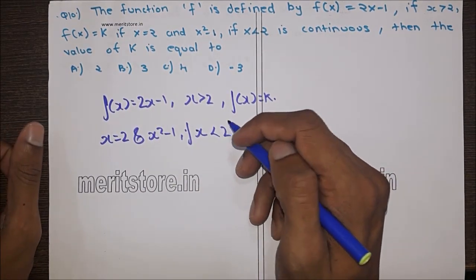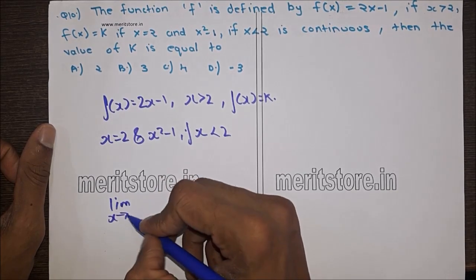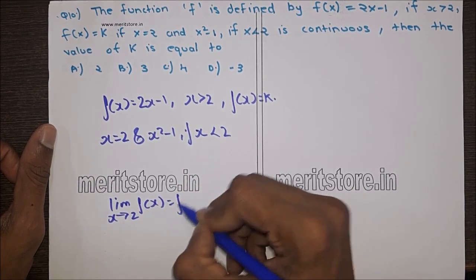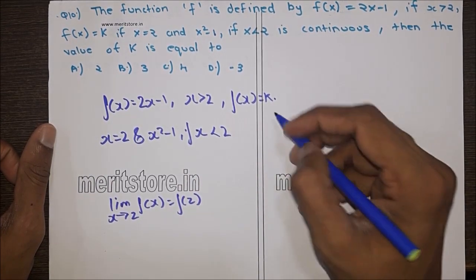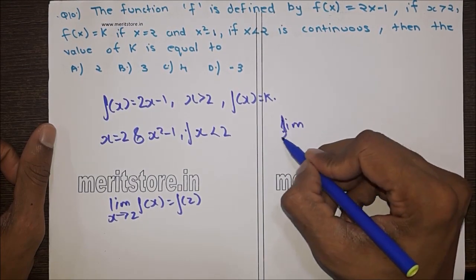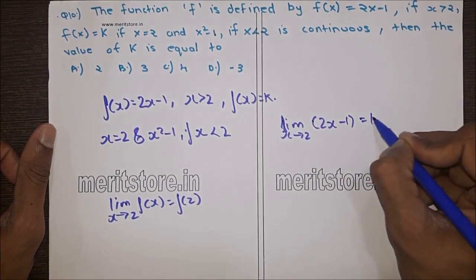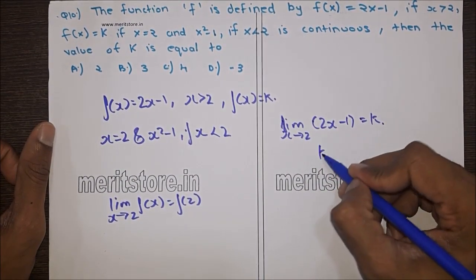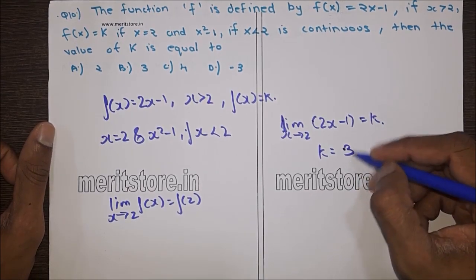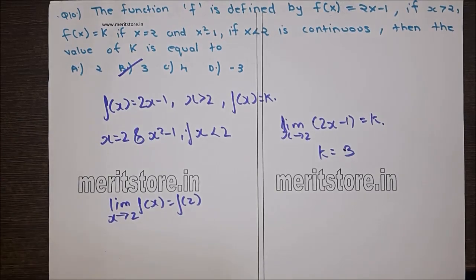Function is continuous. So therefore, limit x approaches to 2, f of x is equal to f of 2. Therefore, we can write this as limit x approaches to 2, 2x minus 1 equal to k, where we get k is equal to 3. Therefore, answer matches with option B. Therefore, option B is the correct answer.